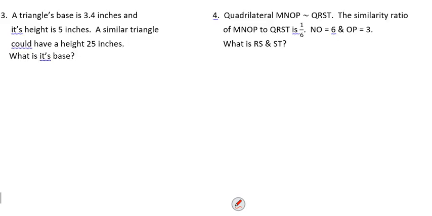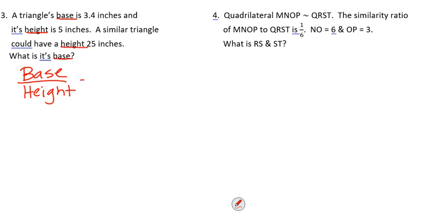So now we're going to work on number 3. It says a triangle's base is 3.4 inches and its height is 5 inches. A similar triangle could have a height of 2.25 inches. What is its base? So the first thing I want to talk about is how we would set this problem up. So we would do base over height, which means we can keep that throughout the whole problem because those are the 2 pieces we have, base and height. We have the height of the other one and we're looking for the base.